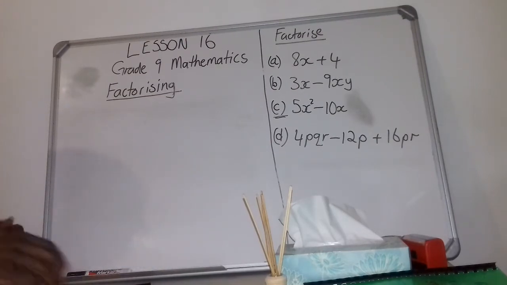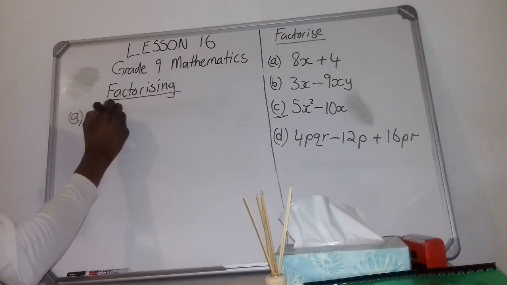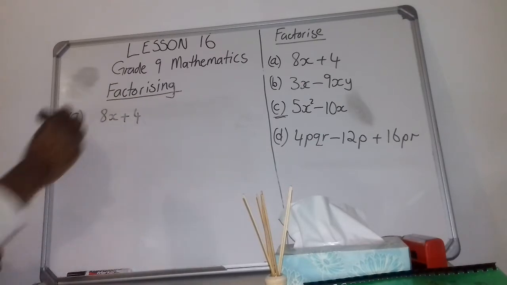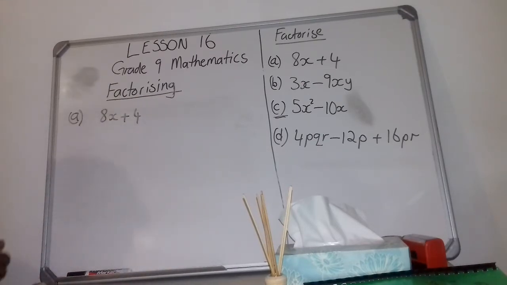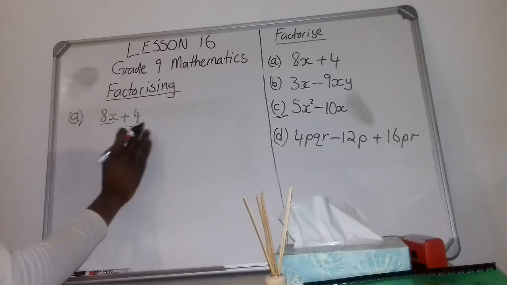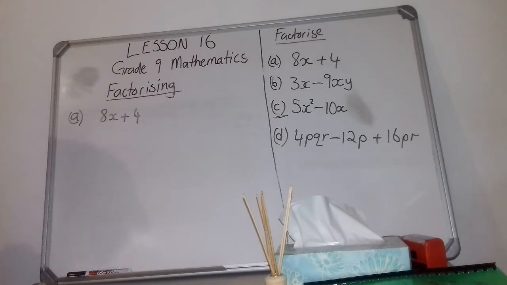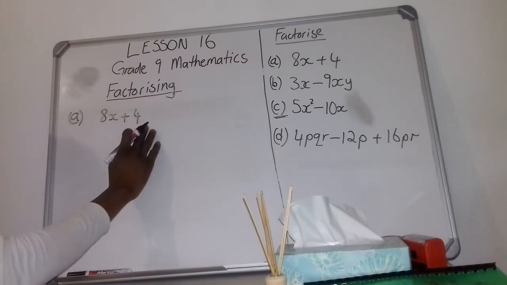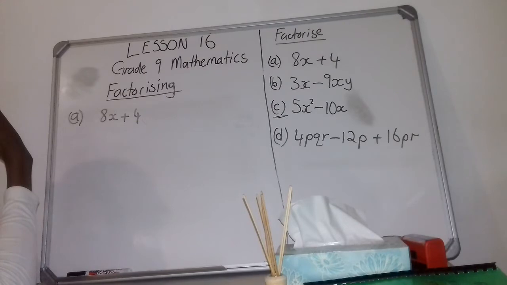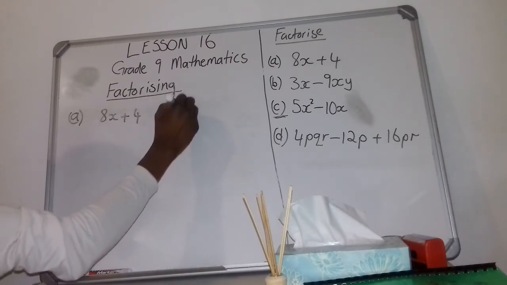So when you're given something like this, let's say you're given (a) 8x plus 4, and the instruction is factorize. So you must identify the highest common factor of the two terms. Here you are given two terms. As you can see, this term does not have an x, this one has an x. So our highest common factor will not have an x because this one has no x. So what is the highest common factor of the two numbers? The highest common factor of 8 and 4 is none other than 4.